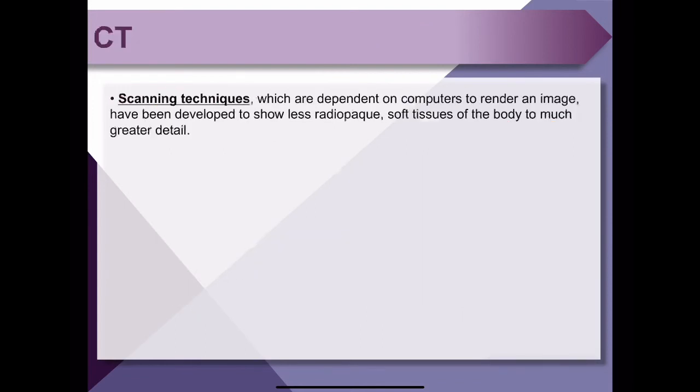The rest of the techniques require the help of a computer. These are called scanning techniques, where the computer renders an image for us to visualize the softer tissues of the body, because X-ray only shows dense tissues like bones. But sometimes we want to look at other parts of the body that are organ oriented as well. So these other scanning techniques were invented and discovered to help us look at those softer tissues.